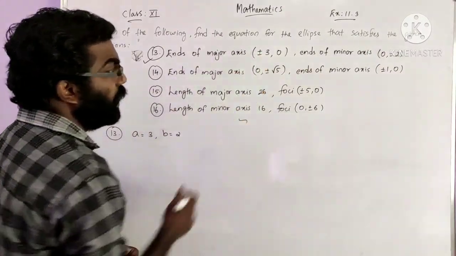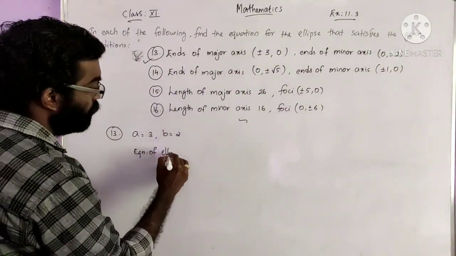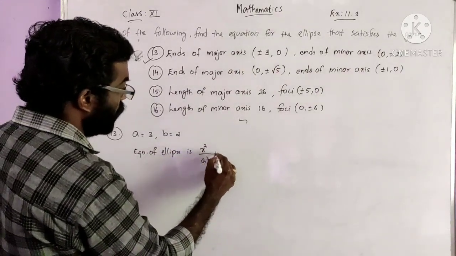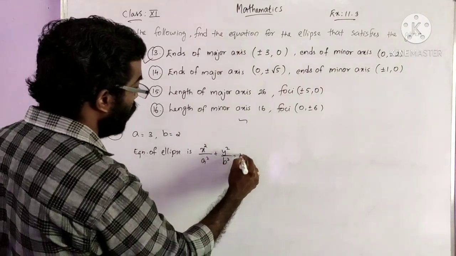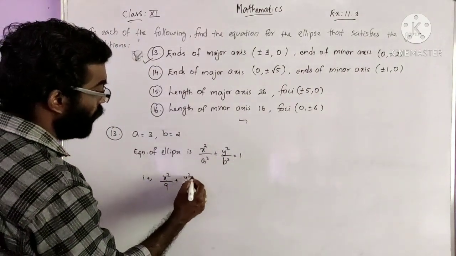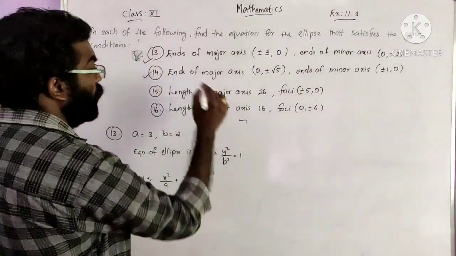It is of the first type. So we can write the equation of ellipse as x square by a square plus y square by b square equal to 1. That is x square by 9 plus y square by 4 equal to 1. Okay. Now take the next one.